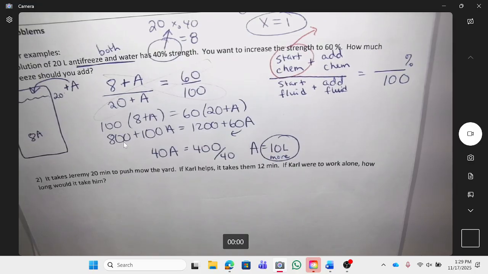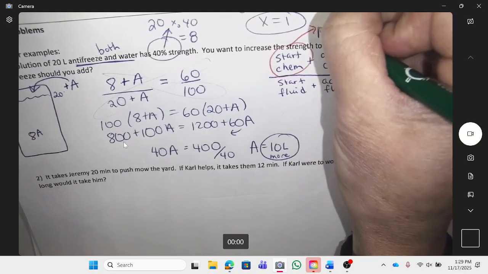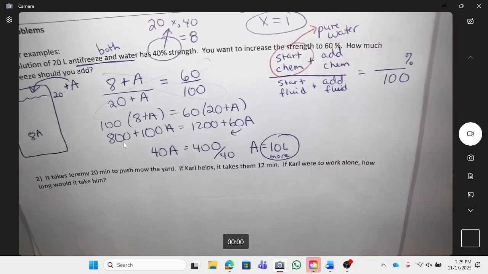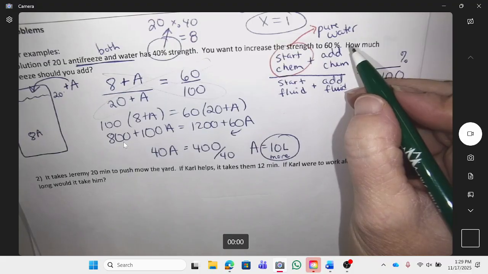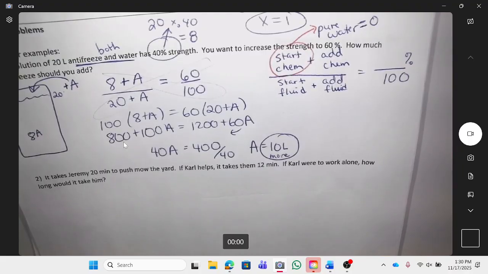Okay, here's the one thing you might see. What if I started with pure water? That's how I started this drink this morning. It just had pure water in it, nothing else. So what's the starting chemical number if you have pure water? So sometimes I start with pure water and then I add something to make it strong. Okay?